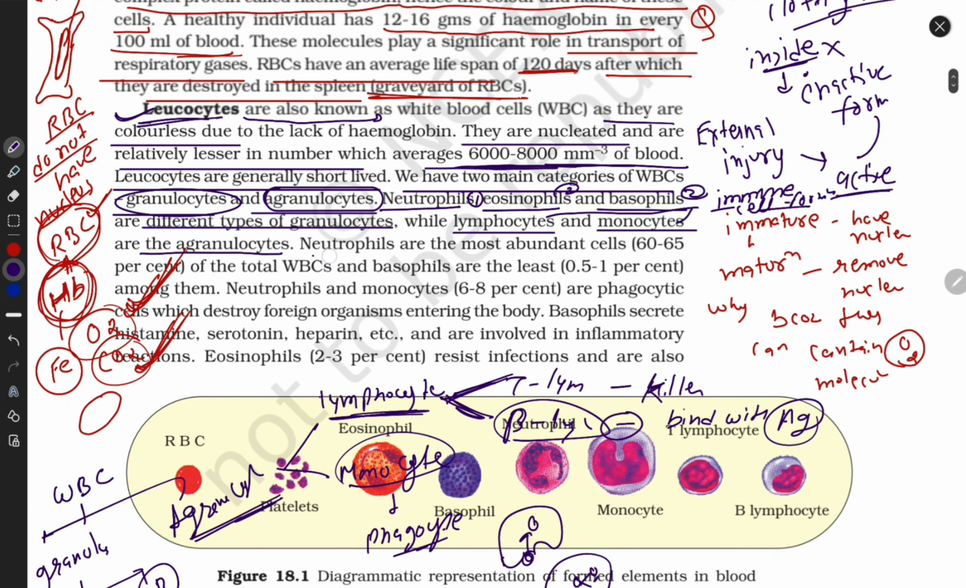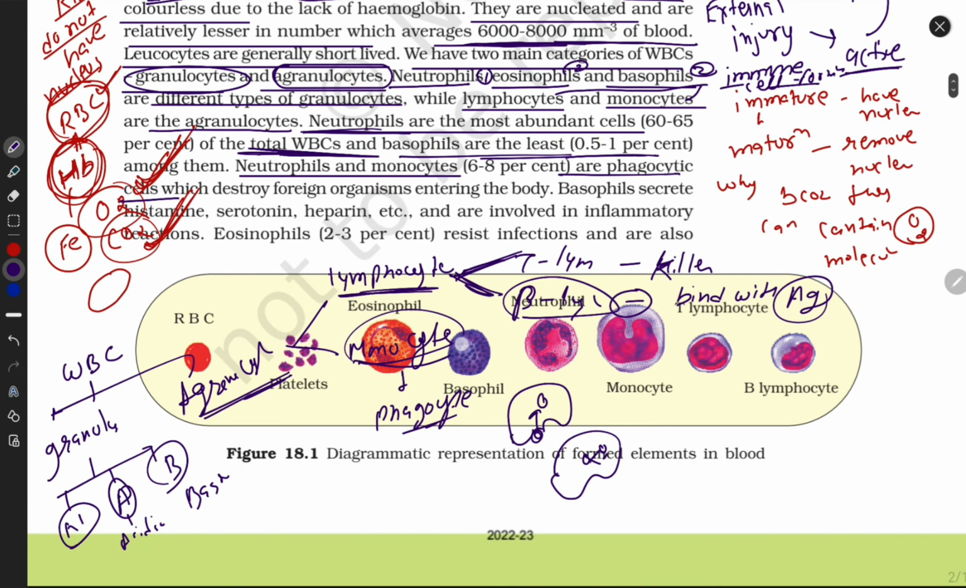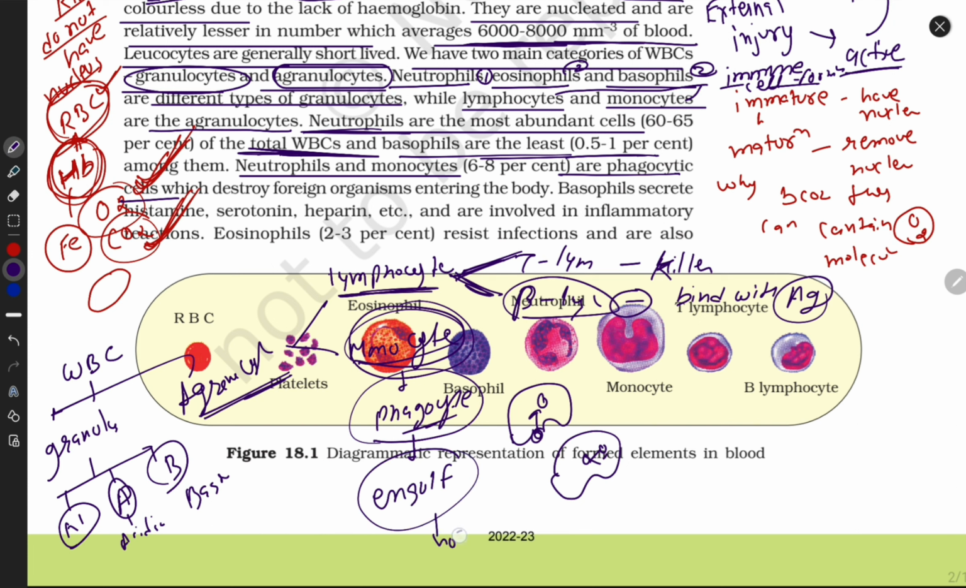Now, neutrophils are the most abundant cell in WBC. Of the total WBC, they are highest in number. Basophils are least, 1% in number. Neutrophils and monocytes are phagocytic cells. I told you before, monocyte cells work as phagocytes. What they do is engulf their enemies like antigen, and neutrophils do the same function.